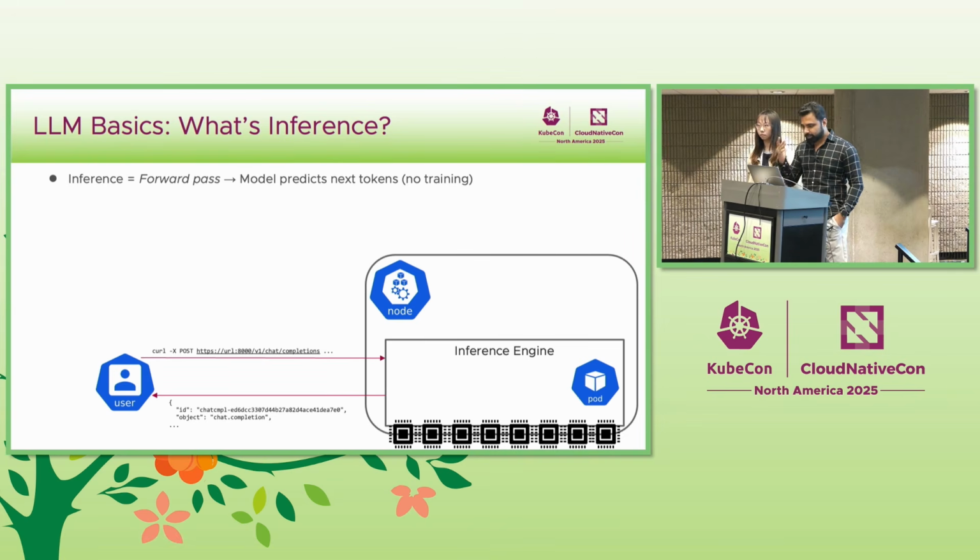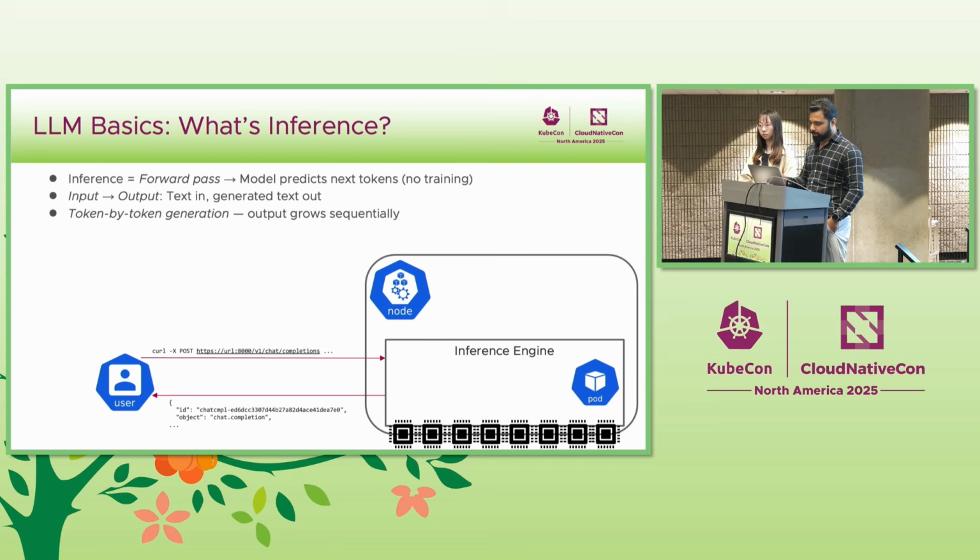So what's inference? Inference is just a forward pass of the model. There are no gradient updates, just the prediction. And it's like running any other microservice on Kubernetes. Instead of just handling API requests, it's generating text one token at a time.